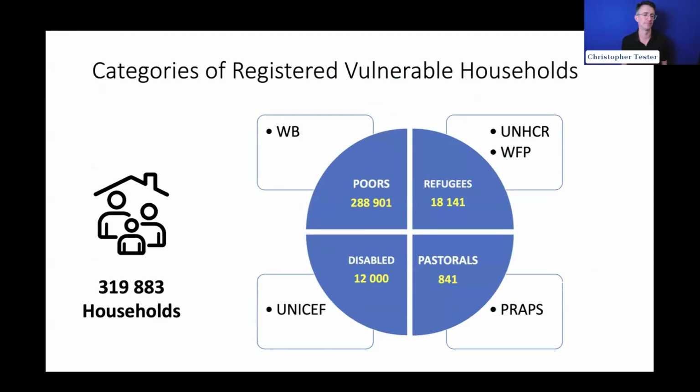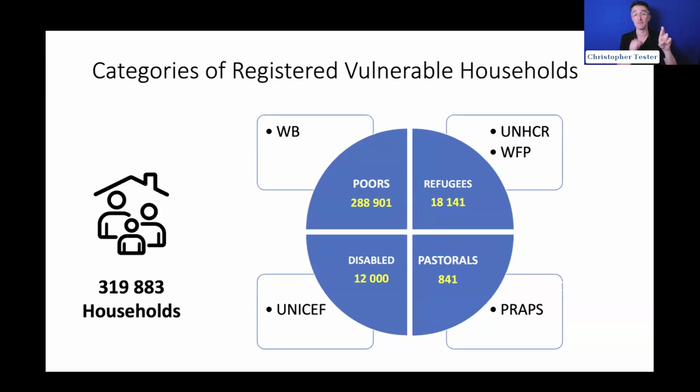So based on this experience, since 2015, we have 280,091 poor local households. This experience was funded by the World Bank. And based on this experience, we have conducted another identification for refugee households, funded in partnership with the United Nations High Commissioner for Refugees and World Food Programme.